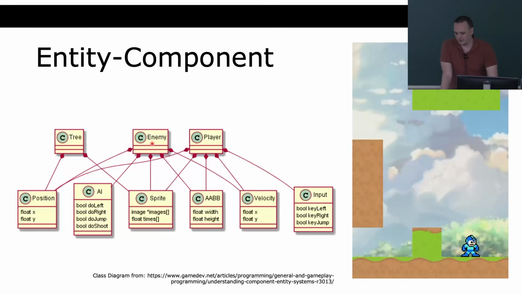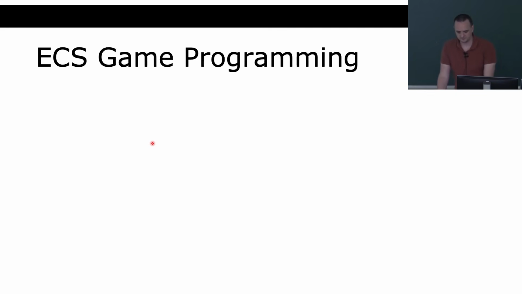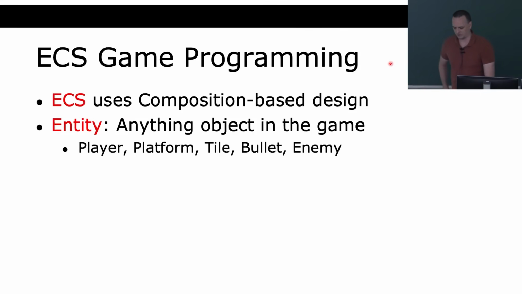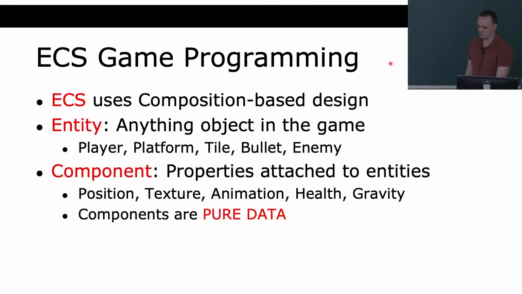But the really cool thing is that let's say we picked up some power-up that lets us mind control enemies. All we would have to do is attach an input component to the entity, and now we're controlling that as well, right? So it's really cool. We can give or take away properties to these entities at any time. And so ECS uses composition-based design, compose, composition. That's where the root of that word comes from. So again, an entity is anything in the game. Components are properties that we attach to entities, and we've already talked about some of the things.